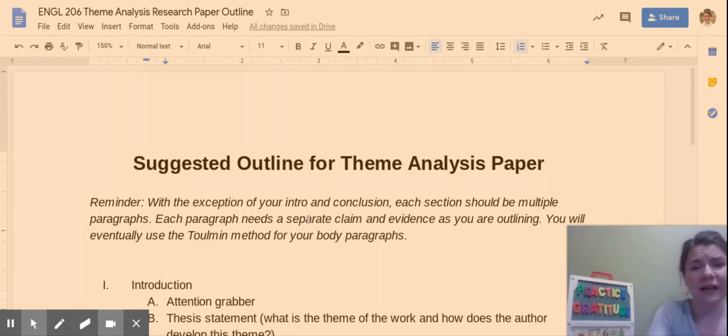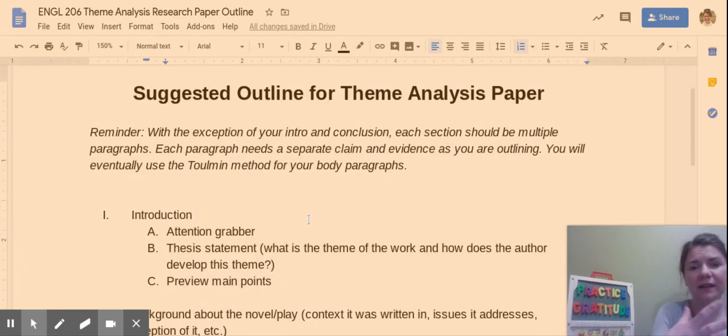There's a reminder at the top that, with the exception of your introduction and conclusion, each section here should really be multiple paragraphs, and each paragraph needs a separate claim and evidence as you're outlining. Those other sections might be different lengths depending on how your paper comes together and how you're organizing it, so that's fine. And you'll eventually use the Toulmin method for your body paragraphs.